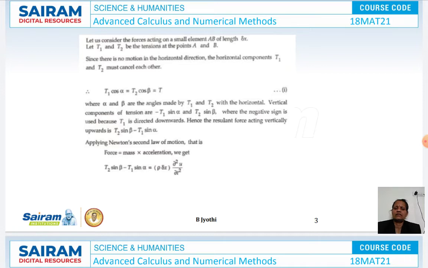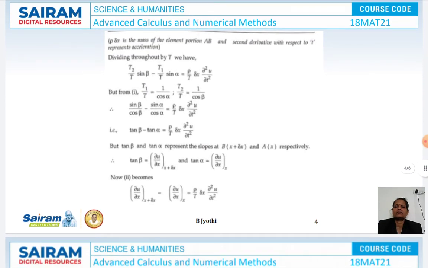The vertical components of the tension are minus T1 sin alpha and T2 sin beta, where the negative sign is used because T1 is directed downwards. Hence, the resultant force acting vertically upwards is T2 sin beta minus T1 sin alpha. Applying Newton's second law of motion, force equals m into a, we get T2 sin beta minus T1 sin alpha equals rho delta x into del square u by del t square.